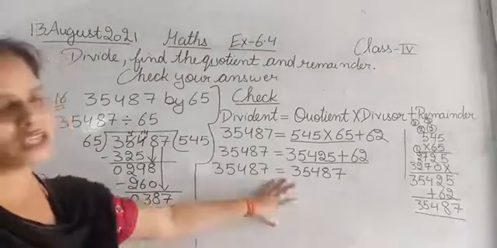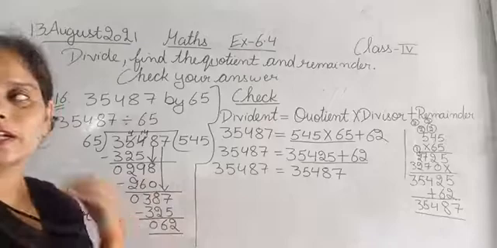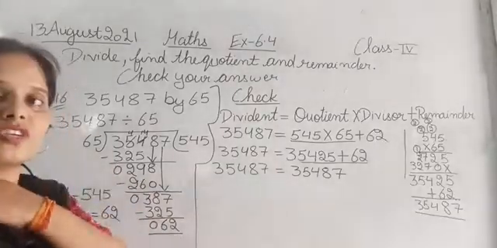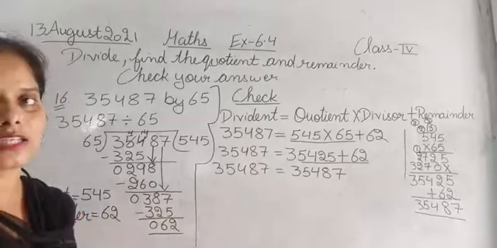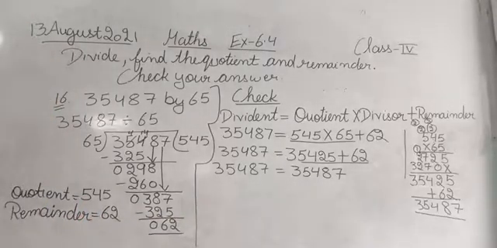When both of these come out the same, this is the method by which you can see that you have done the correct division or not. Now both are the same, so that means the division is absolutely correct. Okay, so this is how we are going to do the division, find the quotient and remainder, and then check the answer. So this is the solution of question number 16. You can pause your videos here and note it down in your notebooks.